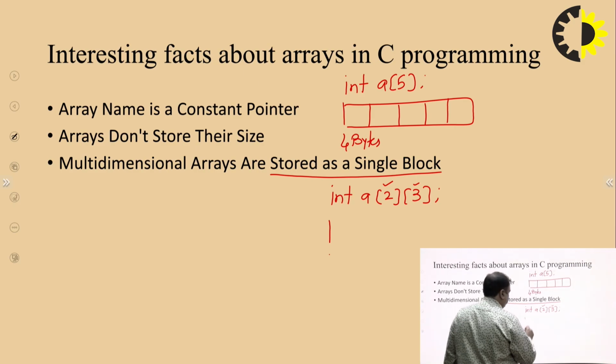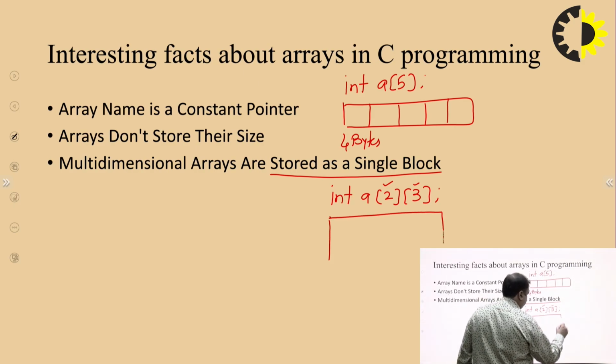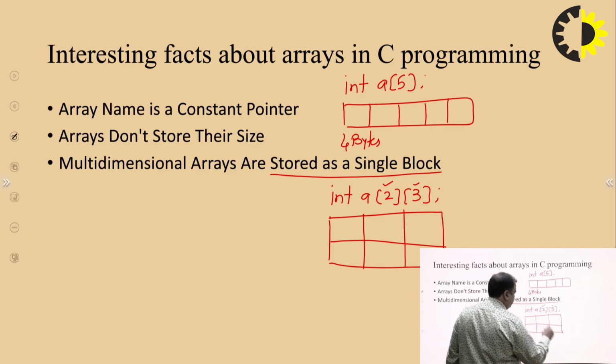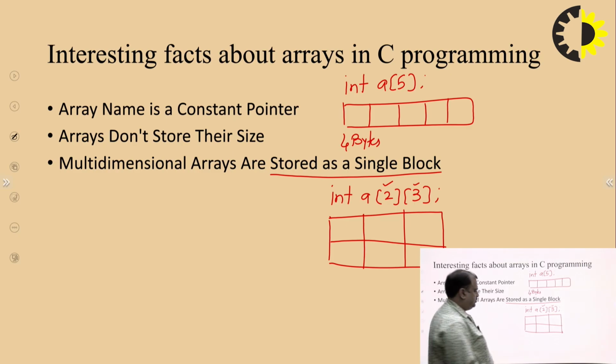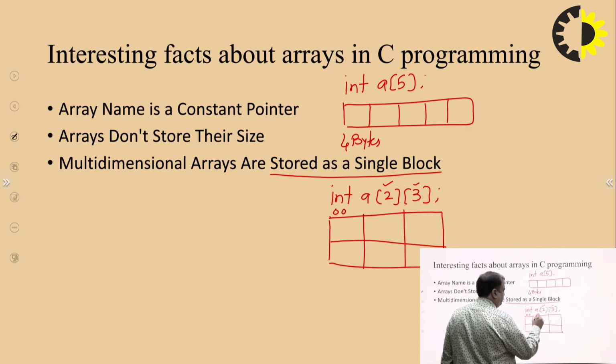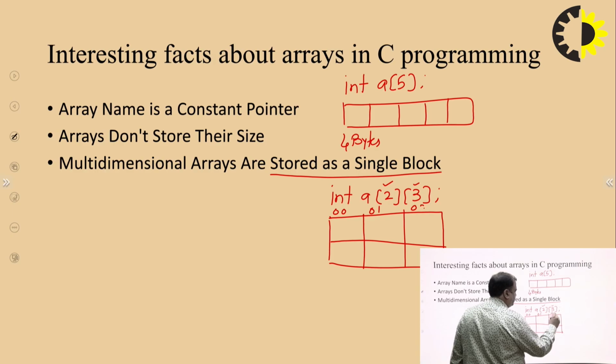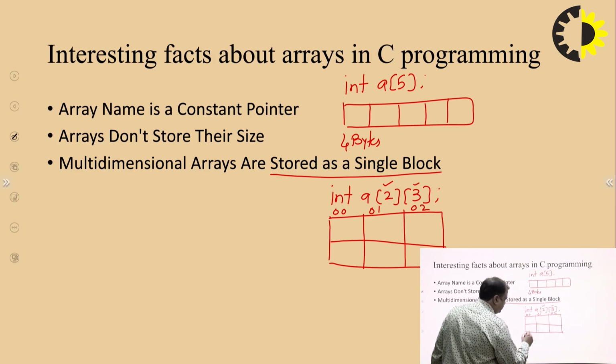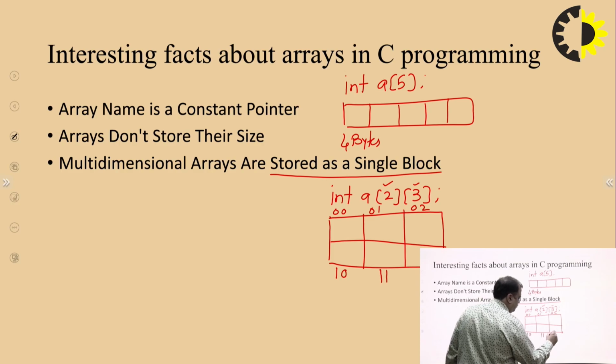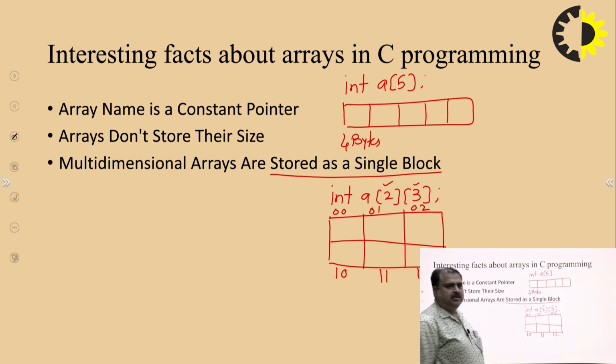So it will be like there are 2 rows and we are having 3 columns. So it will be index 0 0, index 0 1, index 0 2, and then 1 row 0 column, 1 row 1 column, 1 row 2 column. So it is logically like this, but in memory it will not be stored like this.